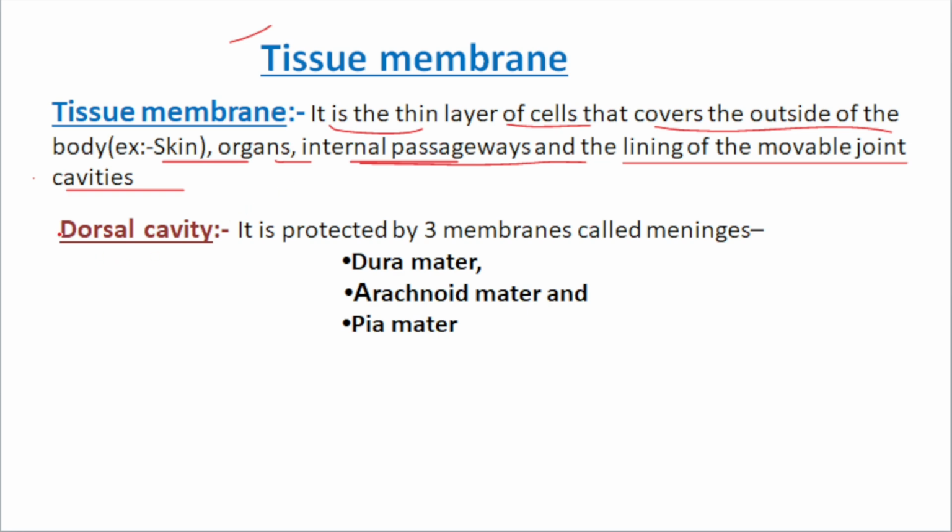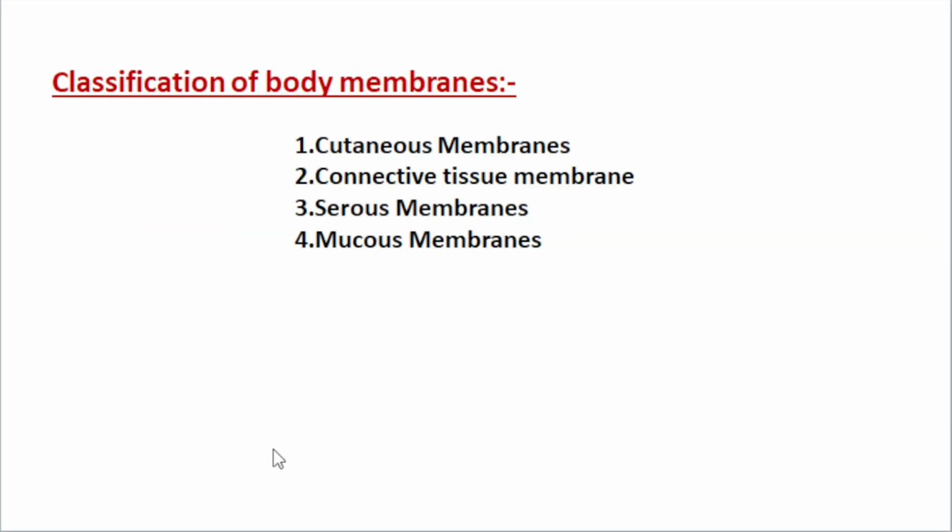So the dorsal cavity is protected by the three membrane, that is also called the meninges. First dura mater, second arachnoid mater, and then pia mater. Mainly these three membrane cover our dorsal cavity.